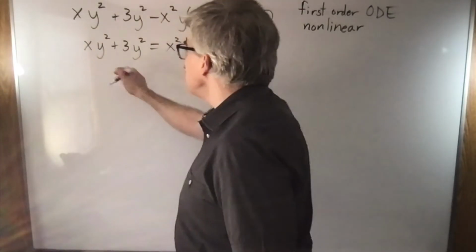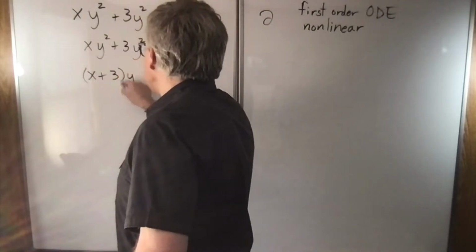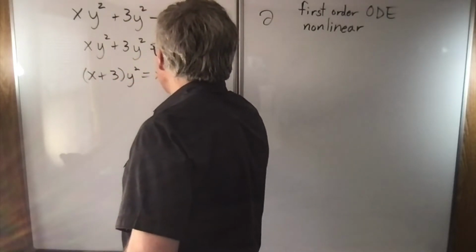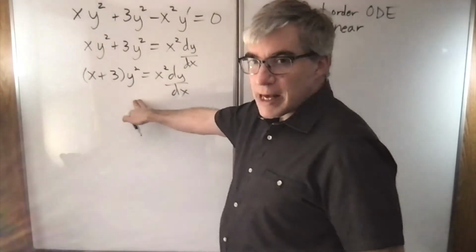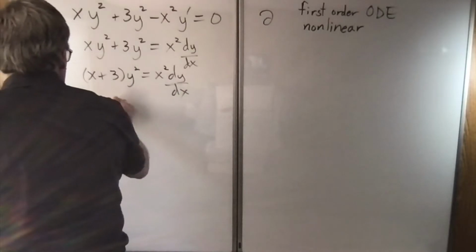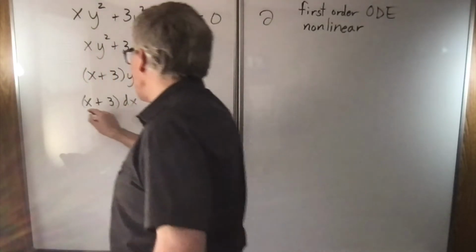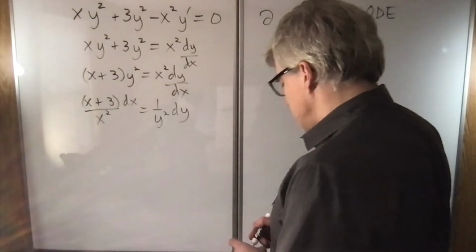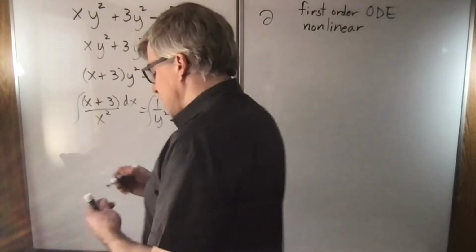And this actually factors. Oh, it is separable. X plus 3 times y squared equals x squared dy over dx. Now, if you multiply by dx, we have x plus 3 dx, divide by y squared and divide by x squared, and that's the new form of it. And now we can integrate both sides.